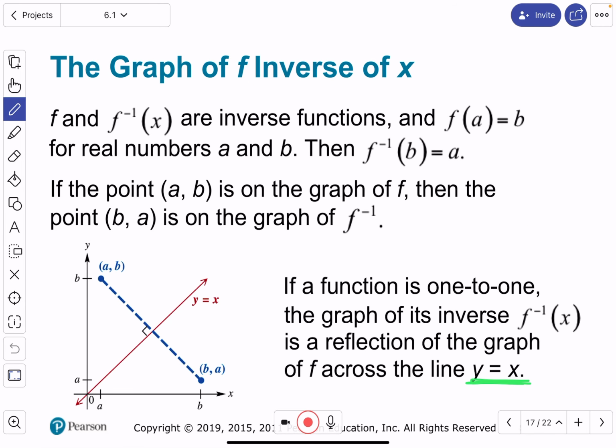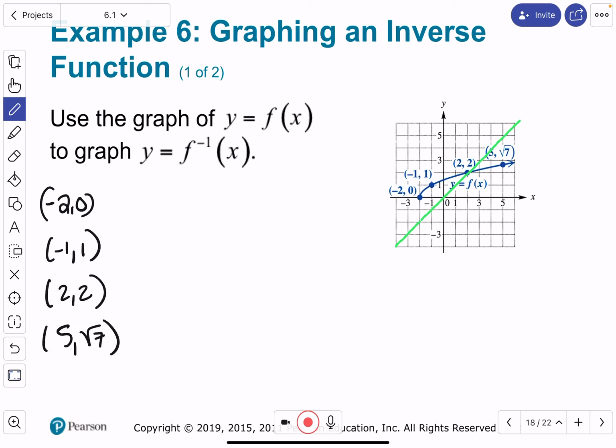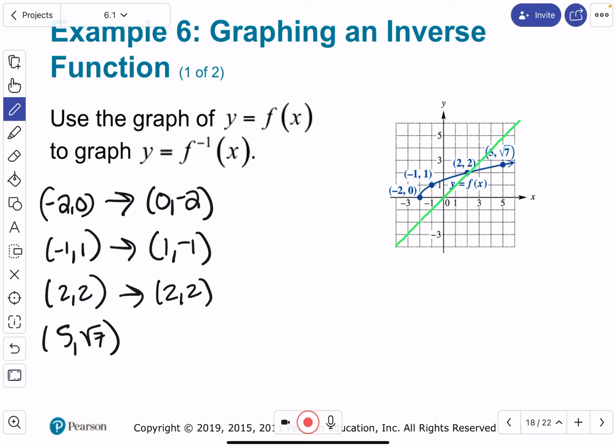The graph of an inverse is a reflection across y equals x. So when you're switching your x's and y's, the y and x flip, so it's also a reflection. For example, if we were graphing this, we have the points -2, 0, -1, 1, 2, 2, and 5, root 7. So our inverse flips these points. It trades the x's and y's. And then we graph our new points.